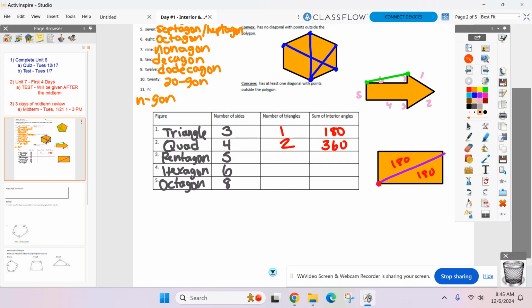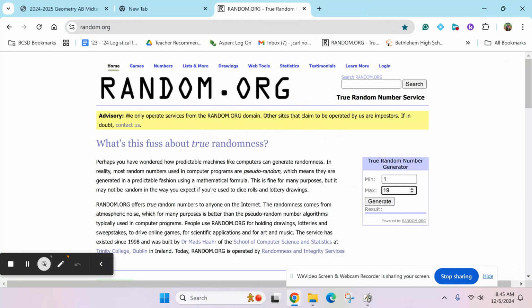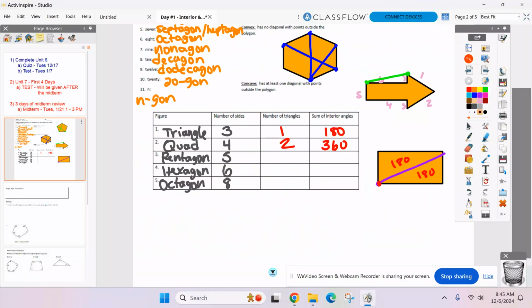All right, let's fill in the chart here together, make sure it's all correct, because there is a definite pattern here. Let's start with the pentagon. Izzy, how many triangles did it form? 3. Yes, it did. So in a pentagon, how many degrees? 540 degrees in every pentagon.